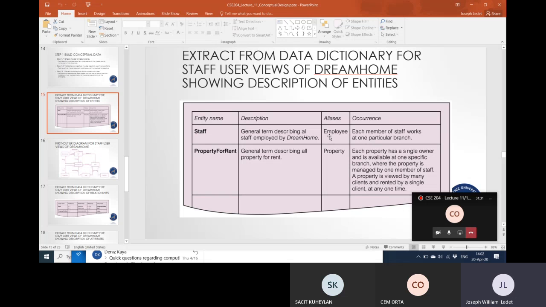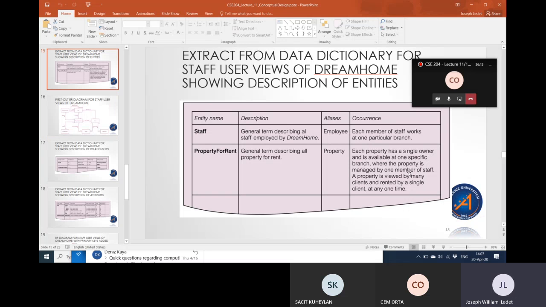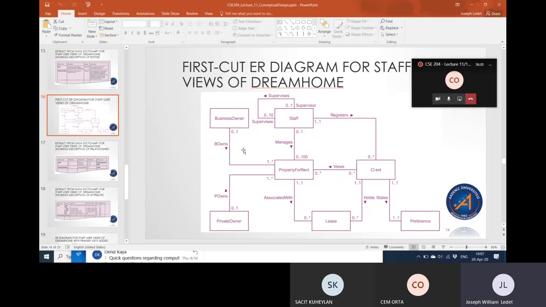Okay, but the other part of this was, each property has a single owner and is available at one specific branch where the property is managed by one member of staff. So, okay, property is managed by one member of staff. That means it has a relationship with staff. Okay, it has a single owner, which means it has a relationship with owner. And a property can be viewed by many clients, rented by a single client at any one time. Okay, so what that means is we have this property for rent, managed by a staff, only one staff.